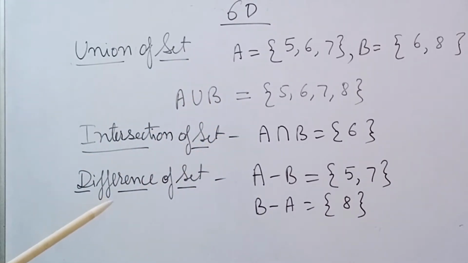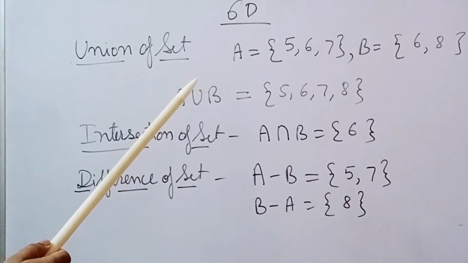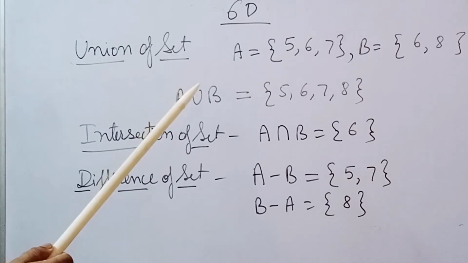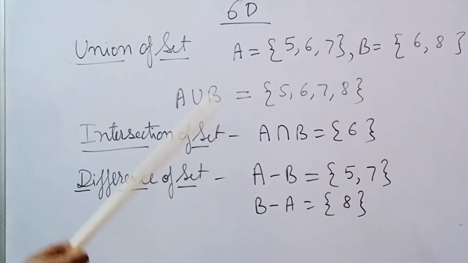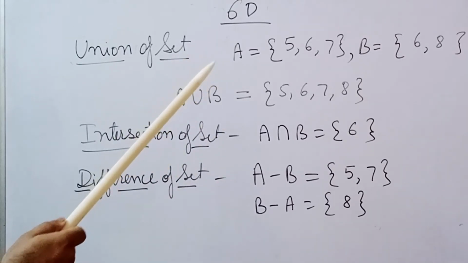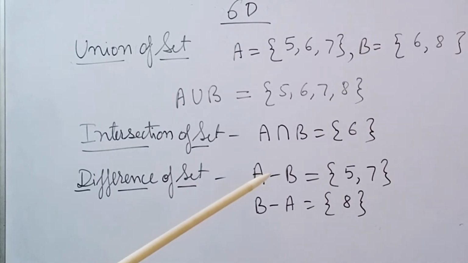Now difference of set. Difference of set will be equal to all the elements that are in A but not in B. So here we have A minus B. 5 and 7 are in A but not in B. So A minus B will be 5 and 7.